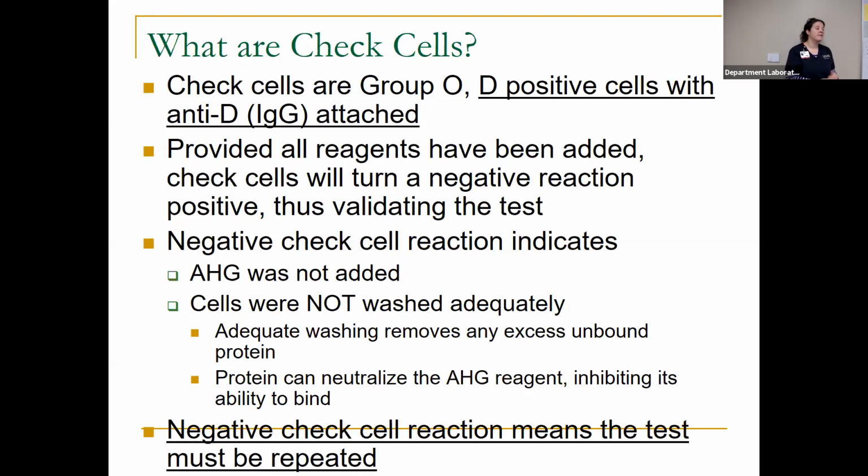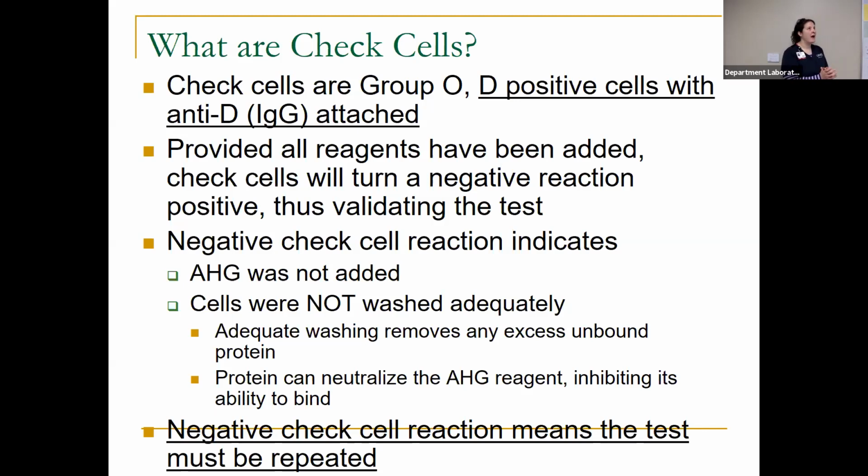All right, so the purpose of check cells, it confirms all AHG negative tubes. And the reason for that, that ensures your proper washing, right? So let's say if your AHG reagent has been neutralized, it did not agglutinate with your patient cells, it will not agglutinate with check cells, that invalidates your test, okay? So anytime you have a negative reaction after adding check cells, that invalidates your test, you have to repeat it all over again. That usually indicates improper washing, excess protein present in your test tube. Does that make sense to everybody?